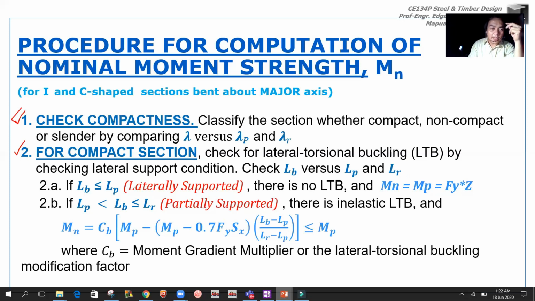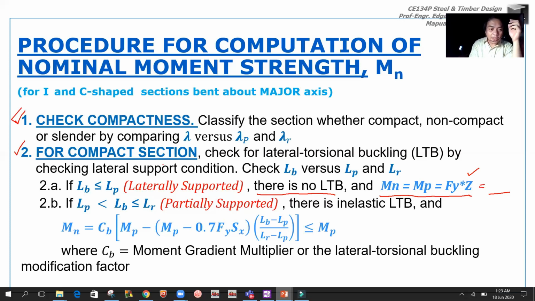By comparing LB with LP, you could identify whether the beam is laterally supported. Pagka lateral supported, ibig sabihin, walang lateral torsional buckling na mangyayari. Therefore, the Mn could be simply equal to the plastic moment, Mp, which would be equal to Fy times Z. Alam niyo na kung paano mag-solve ng Z, right? So makukuha mo na yung Mn. Again, kapag lateral supported at compact yung section, Fy times Z yan yung magiging Mn natin. Tapos na tayo diyan pag ganyang case.